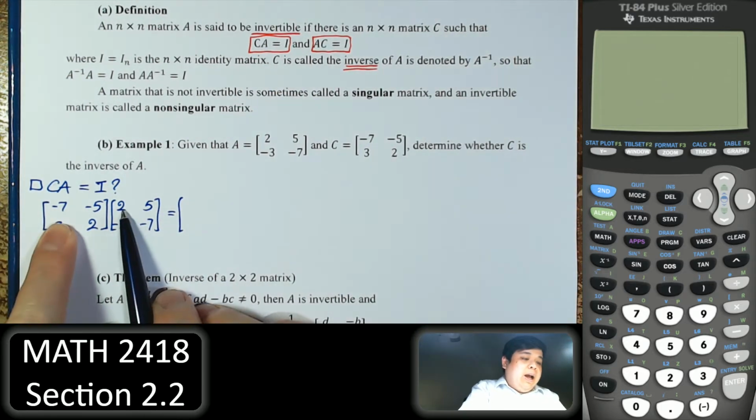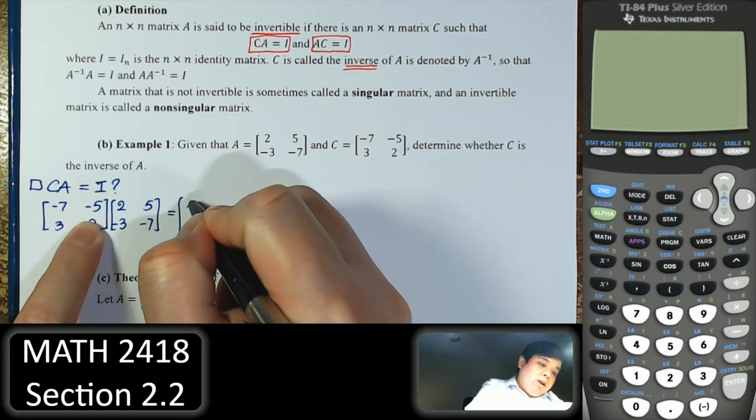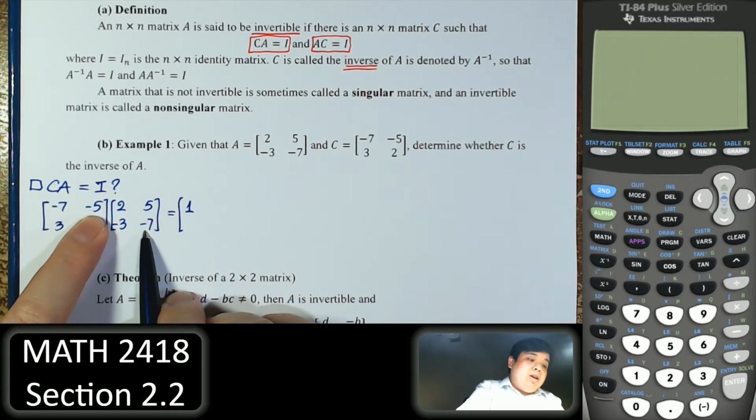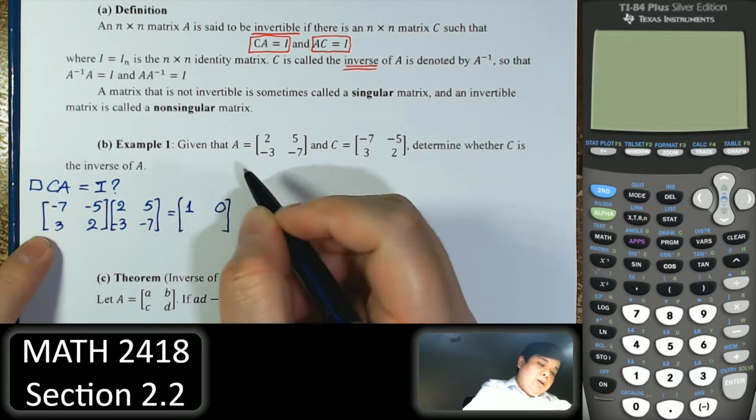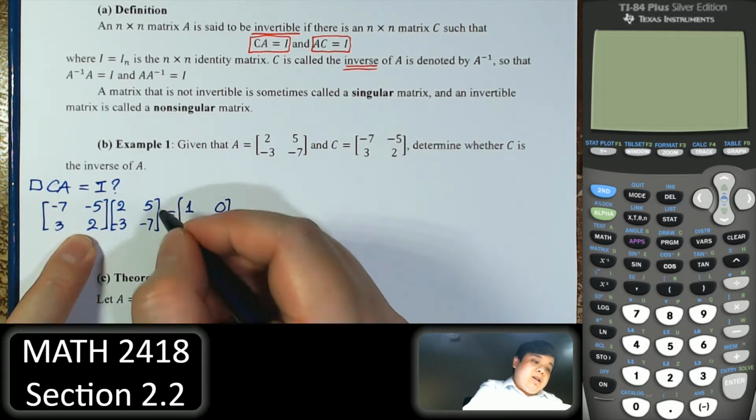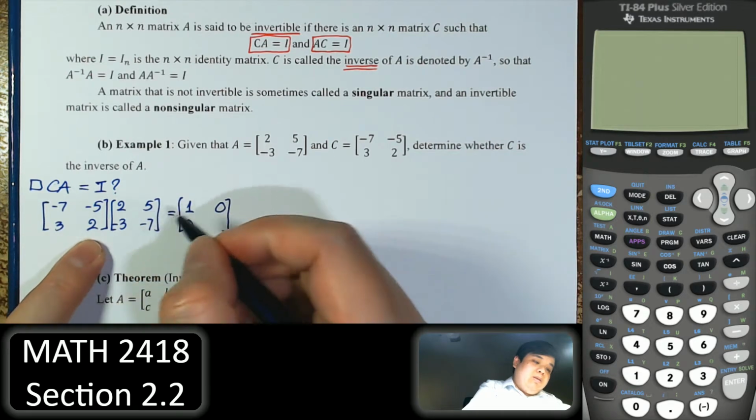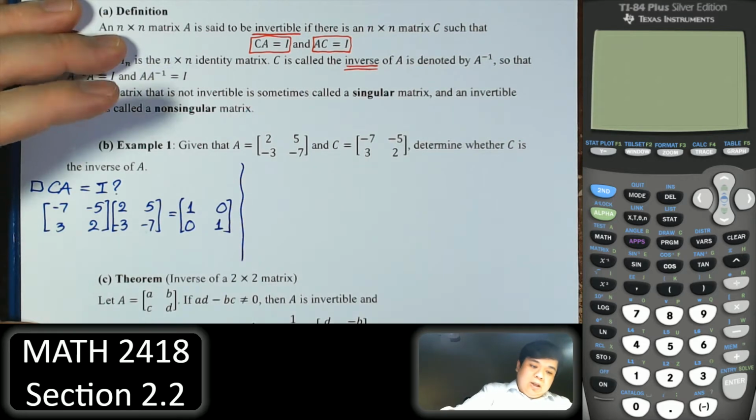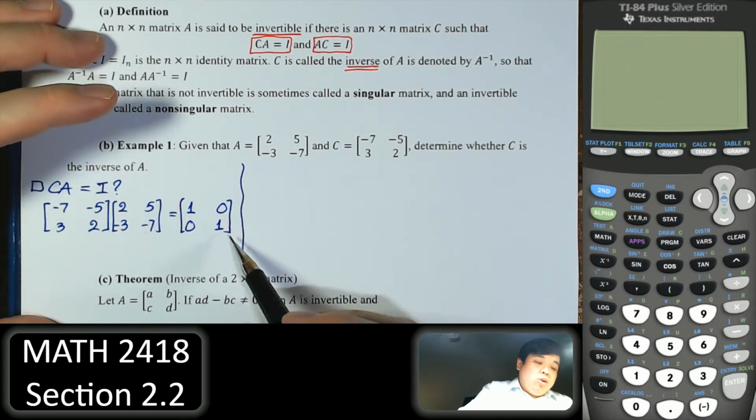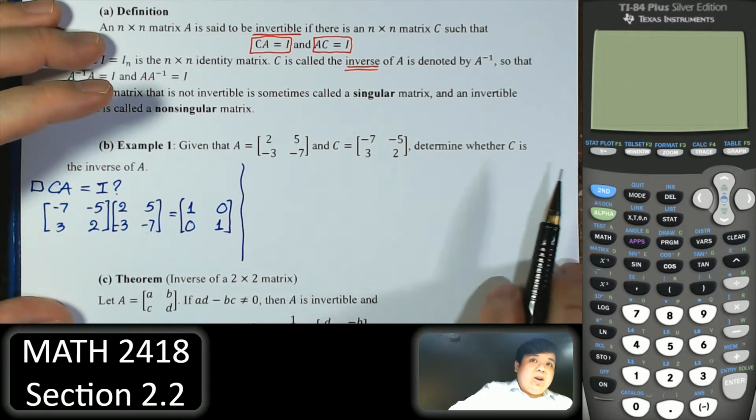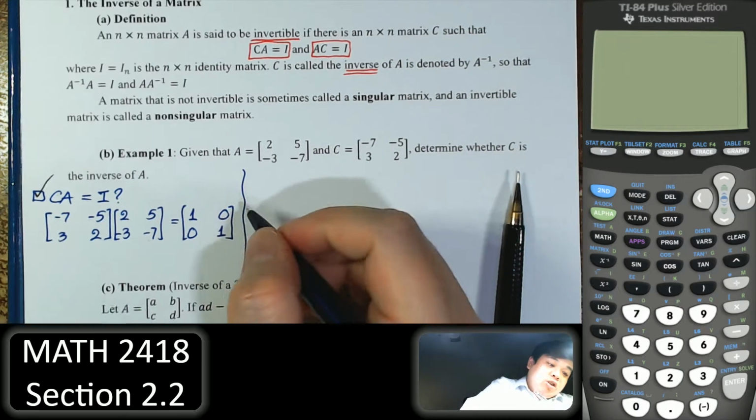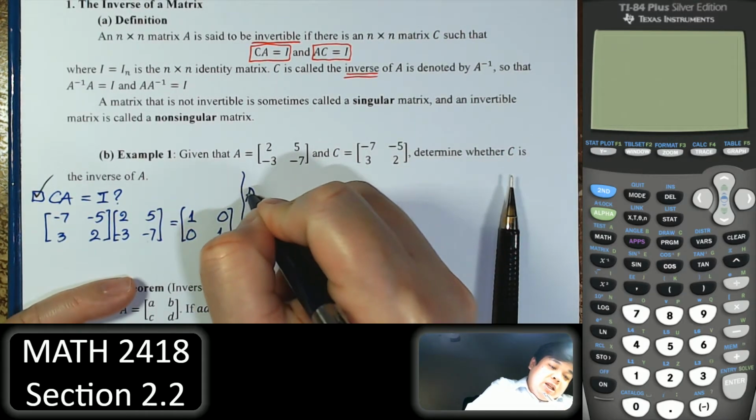So -7 times 2 is -14, plus 15, that is 1. -7 times 5 is -35, plus 35. 3 times 2 is 6, minus 6. 3 times 5 is 15, minus 14. And this is the identity matrix. We have 1 on the diagonal and 0 everywhere else. So yes, this condition checks. We still need to check the other direction, that is A times C.